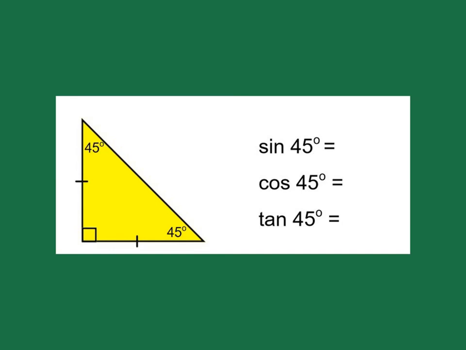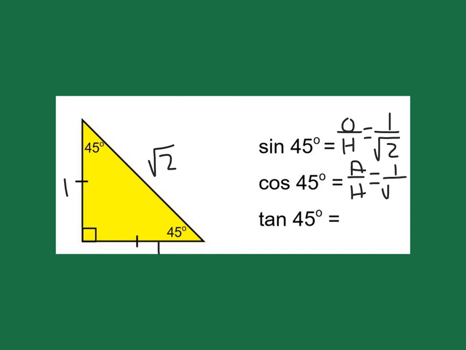That means I can now find the exact value of the sine of 45, which is opposite over hypotenuse, in this case 1 over root 2. Cosine is adjacent over hypotenuse, but because the opposite and the adjacent sides are the same in an isosceles triangle, I'm also going to get 1 over root 2. And for tan, tan is really slope, rise over run, or opposite over adjacent, and that's 1 over 1, which equals 1.